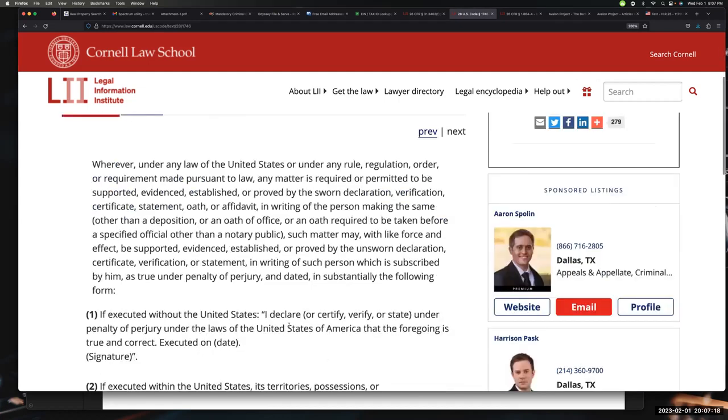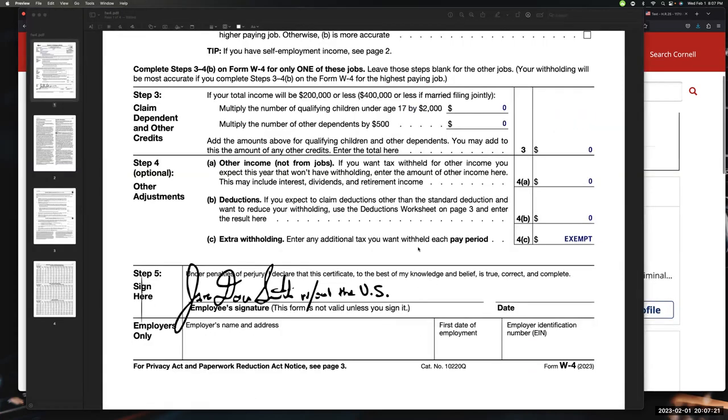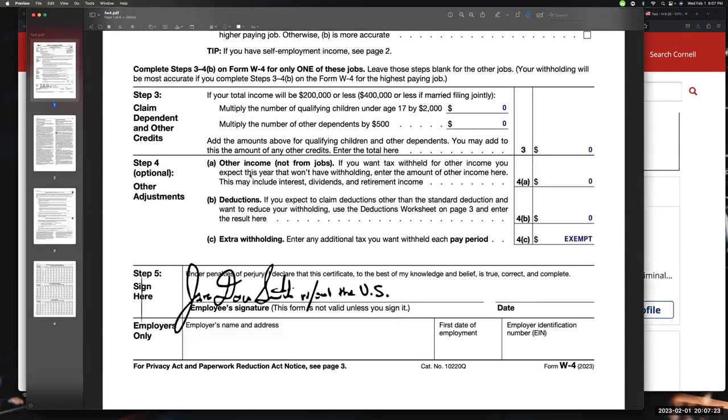Okay, so that is how you do the W-4. Make sure you sign it this way. Do not let them pressure you and say, we don't know what this is, we can't accept it. Well, look, you've already signed it, and they cannot make you sign another one because of how you sign your name.